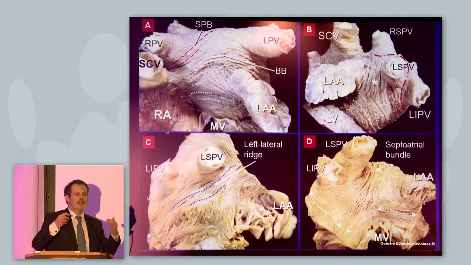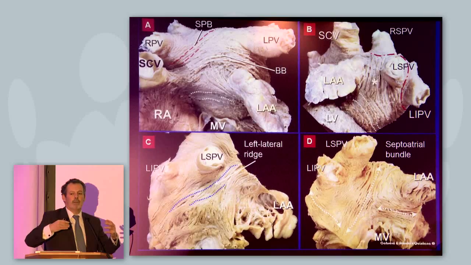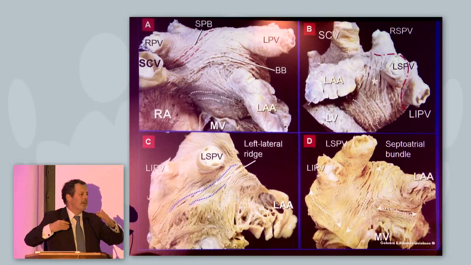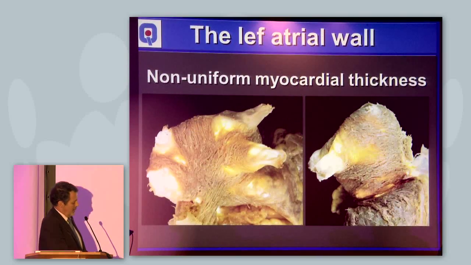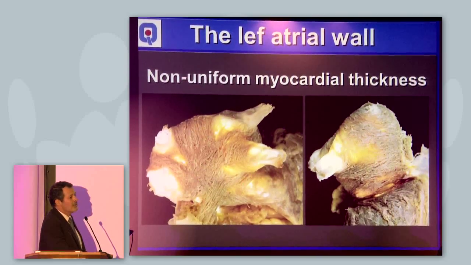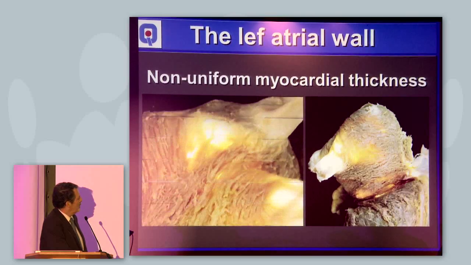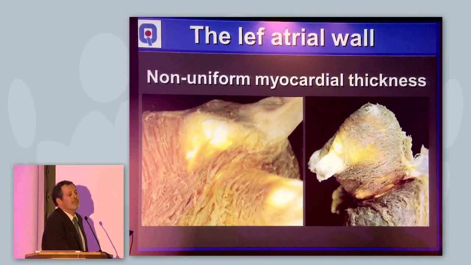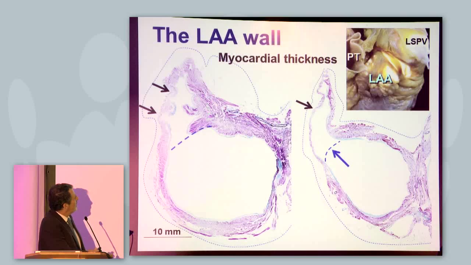Therefore, there are two layers composing the muscle of the mouth of the left atrial appendage. Epicardially, the Bachmann bundle, and endocardially, the septoatrial bundle. In electrophysiology, we know the relevance of this non-uniform myocardial thickness of the left atrium, as can be seen here, because of the risk of induced tamponade of perforation. But also, please note, in this area, this is the left atrial appendage.